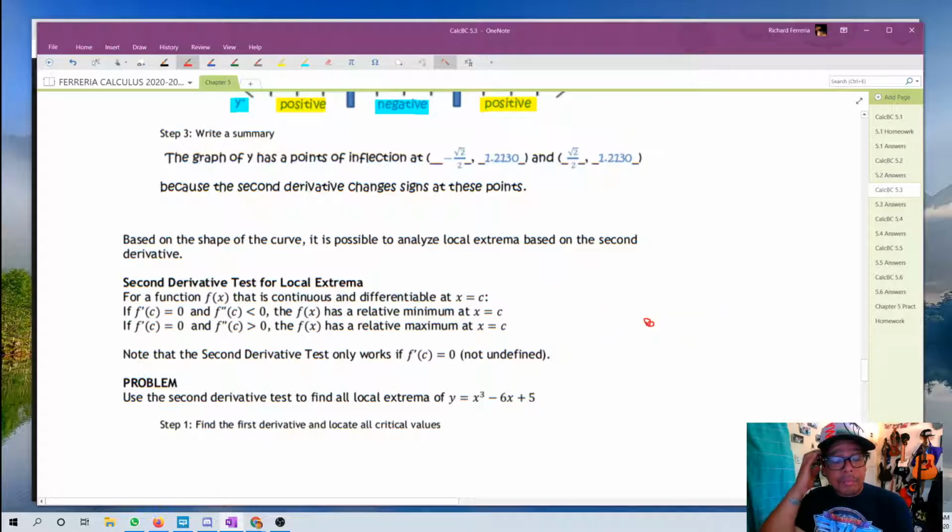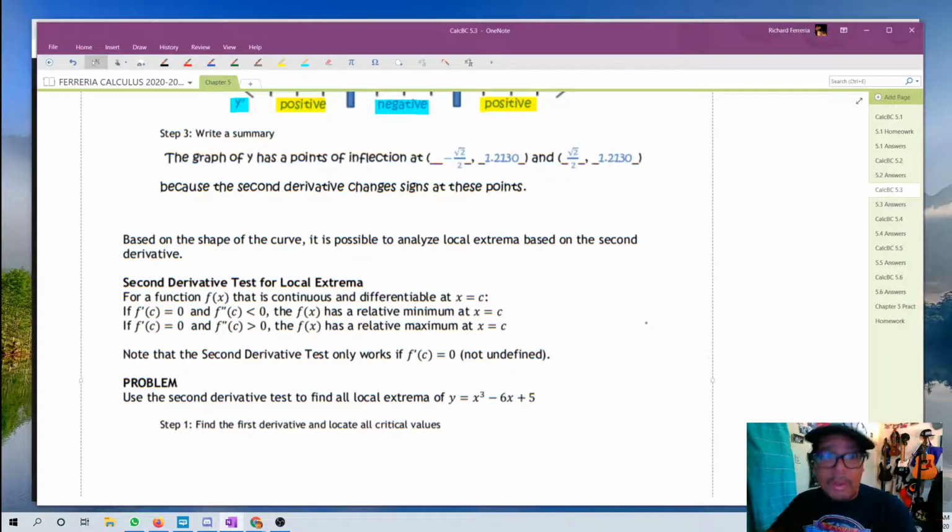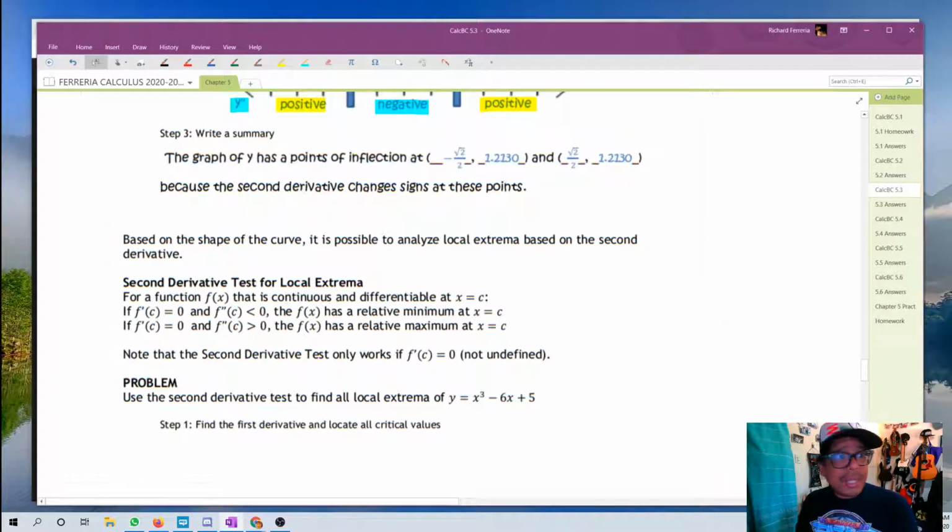Other way around, if we have a concave up function and we have a critical point, that means we're going to have a relative minimum. And that's all the second derivative test says. It says that if we have concave down at a critical point, that means we're looking at a relative minimum. And if we have concave up at a critical point, that means we're looking at a relative maximum.